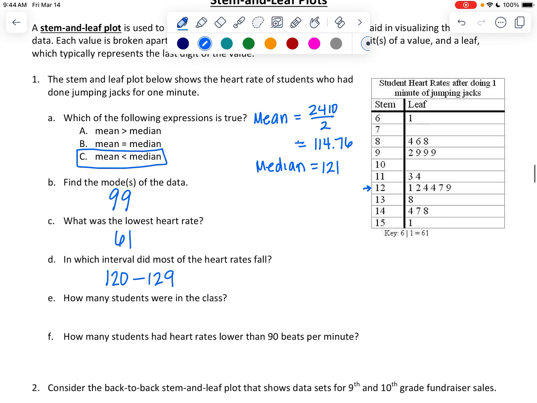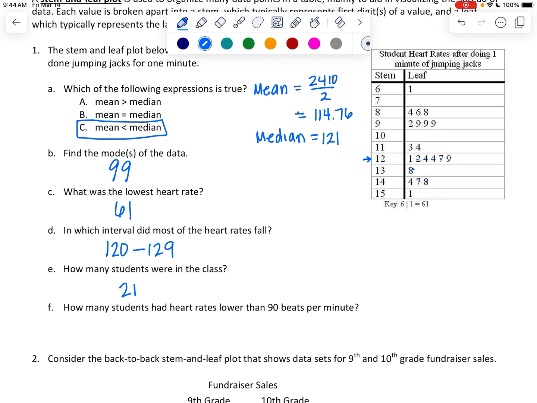How many students were in the class? You're going to count up how many data points there are. So I have 1, 2, 3, 4, 5, 6, 7, 8, 9, 10, 11, 12, 13, 14, 15, 16, 17, 18, 19, 20, 21. There were 21 students in there.